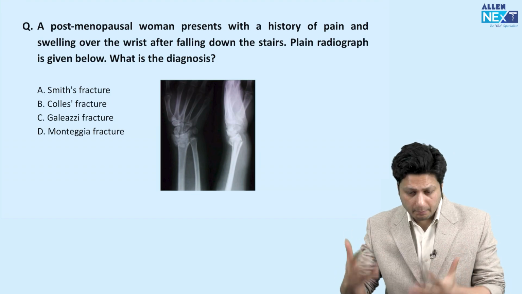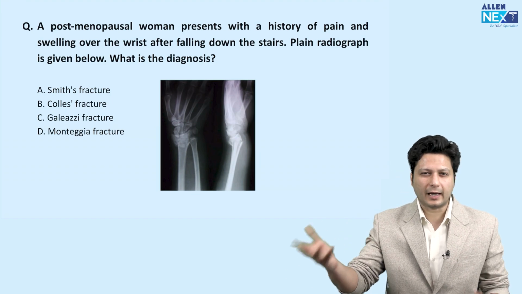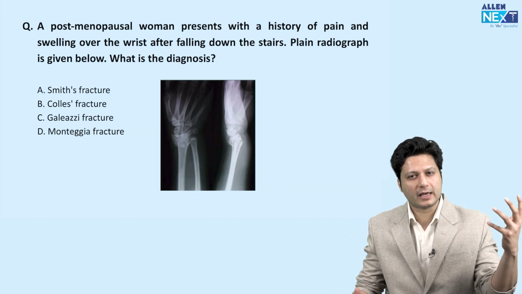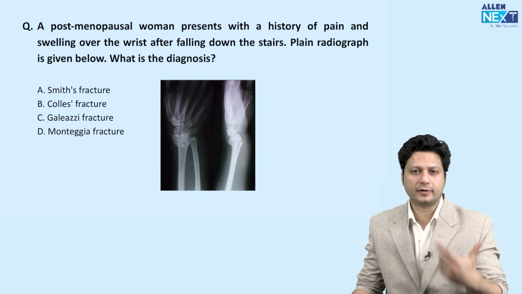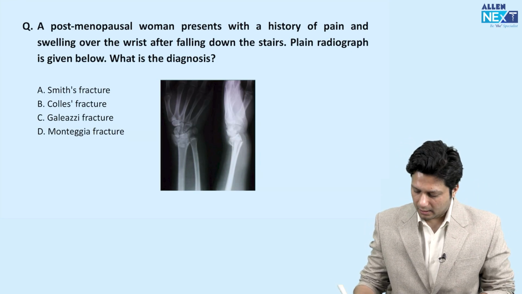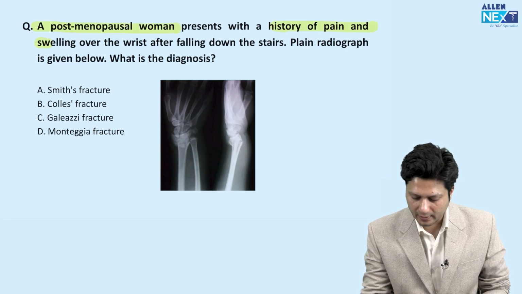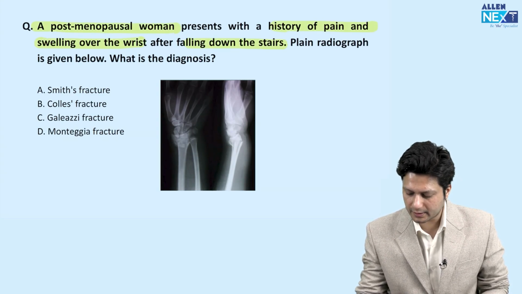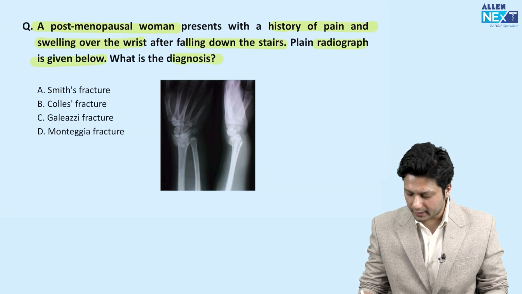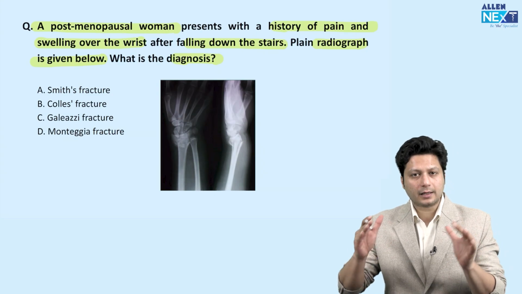All right. So the next important question, like every time they ask this question, they will give you the same clinical features which are asked hundreds or thousands of times. Like, a postmenopausal female presents with a history of pain and swelling over the wrist after falling down the stairs. Plain radiograph is given below. What is the diagnosis?